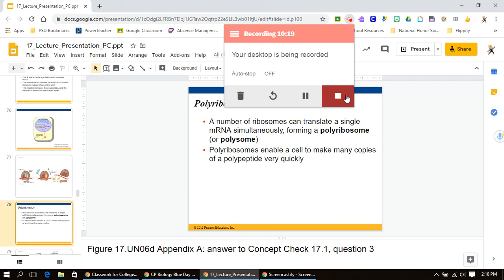Don't forget your worksheet is due tonight at midnight. That worksheet that was assigned on Wednesday.